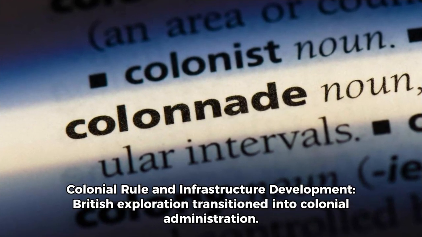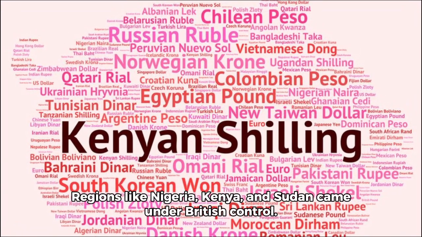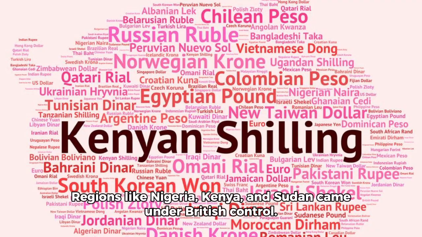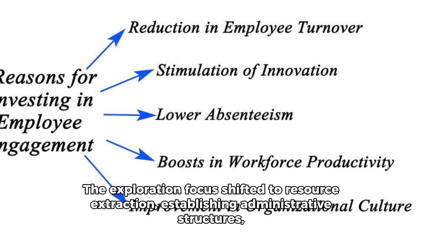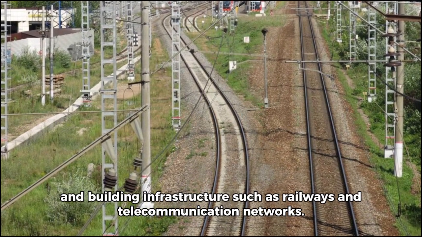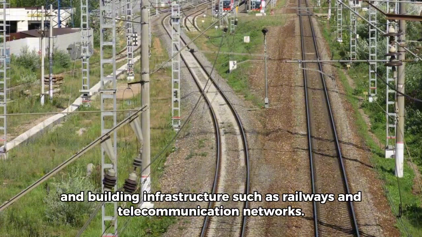Colonial rule and infrastructure development. British exploration transitioned into colonial administration. Regions like Nigeria, Kenya, and Sudan came under British control. The exploration focus shifted to resource extraction, establishing administrative structures, and building infrastructure such as railways and telecommunication networks.